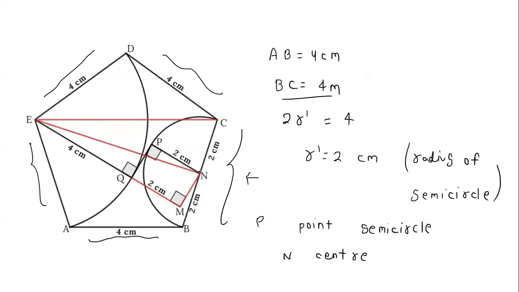And let's assume this N is the center of this semicircle, and R dash is the radius of this semicircle. So we can easily say that 2 times R dash is this BC distance, which is 4. So from here we can find the radius of the semicircle as 2 centimeter. C is a point on this semicircle and B is a point on this semicircle and N is the center. So this distance is 2 centimeter and this distance is 2 centimeter, which is R dash, the radius of the semicircle.